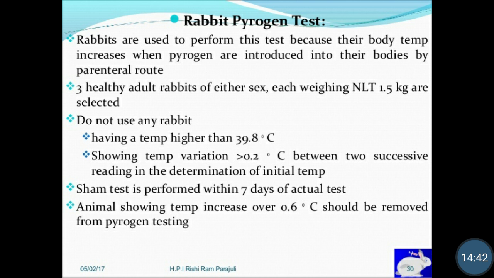So first test is the rabbit pyrogen test. So why are rabbits used for this testing? Because rabbits are used to perform this test because their body temperature increases when pyrogens are introduced into their bodies by parenteral route. As like human, rabbit also shows the same responses to the pyrogen.